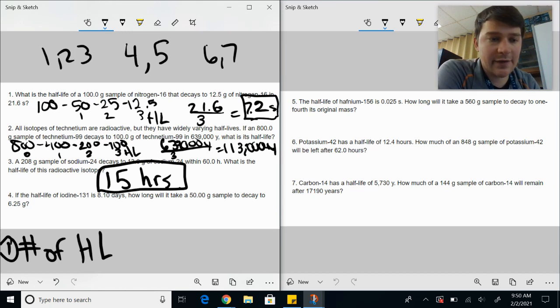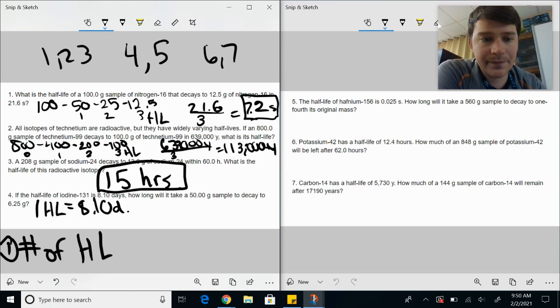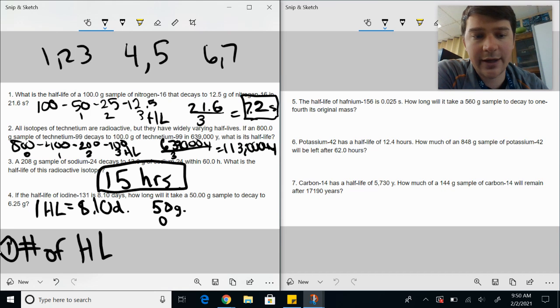Number 4 says if the half-life of iodine is 8.1 days, so I'm going to write that down. One half-life equals 8.10 days. How long would it take for a 50-gram sample to decay to 6.25 grams? So I started with 50, and here's a way I'm going to show you how to do this. After 50 grams, we have gone through 0 half-lives. I'm just going to count from 50 all the way down to 6.25 and count how many half-lives happen.